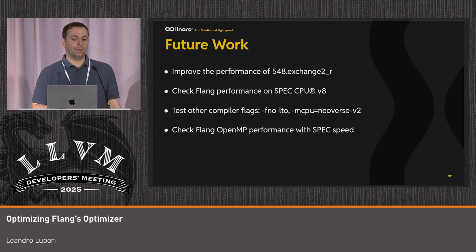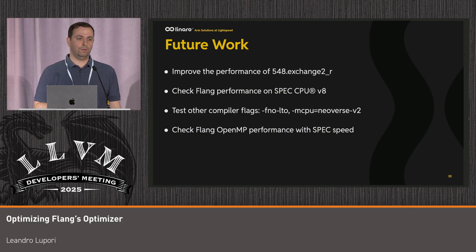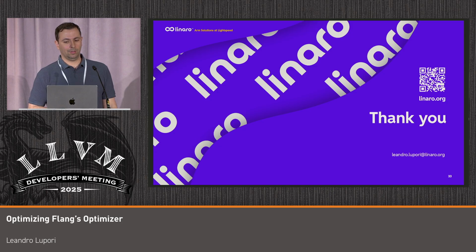And in the future, we plan to improve the performance of Exchange 2 and also check how Flang performs on SPEC CPU v8. Other plans are to test other compiler flags without LTO and targeting the new Neoverse V2 CPU. And also check how Flang with OpenMP performs using SPEC speed for this. And that was it. Thanks, everyone.